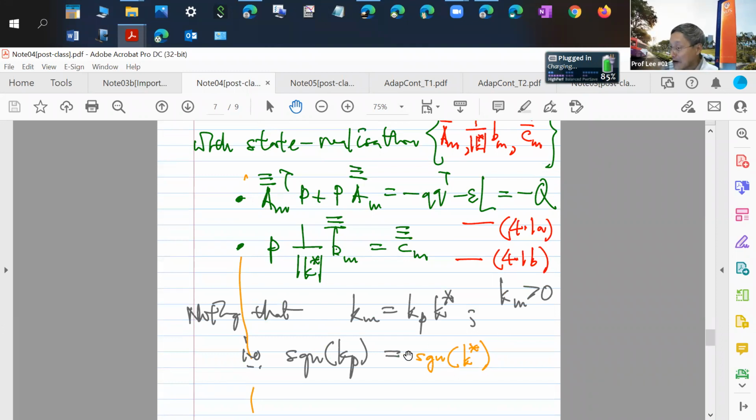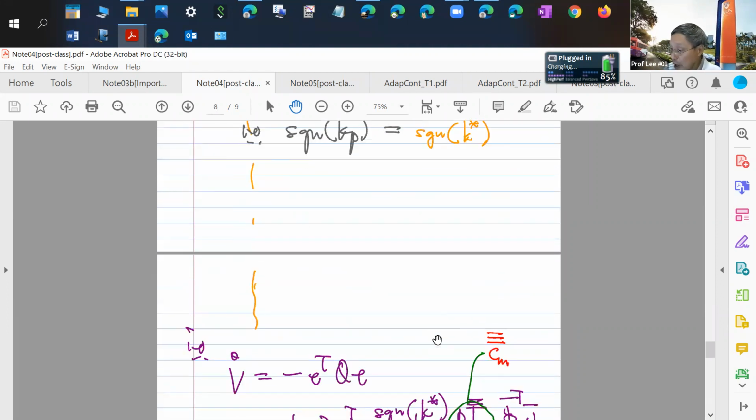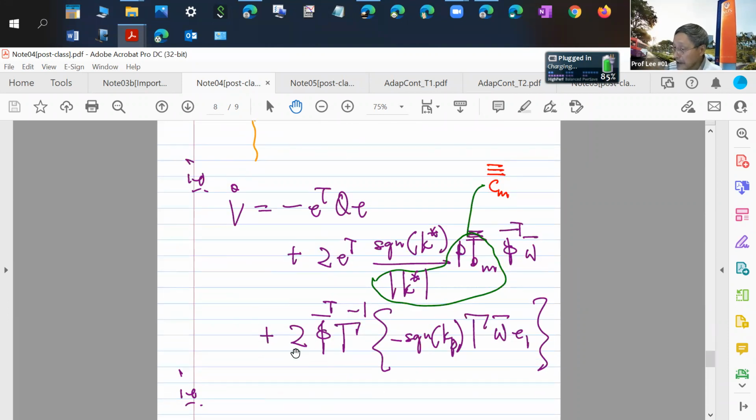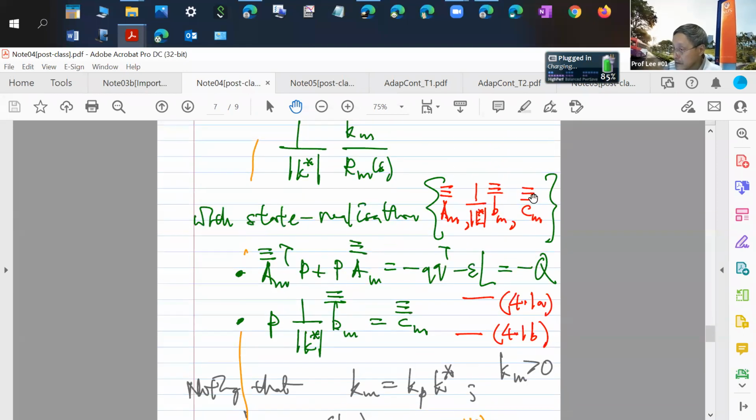So now note this part of it. Whatever the sign of K star is, it will be exactly the sign of KP. Now go back to how our equation came out. For the Kalman-Yakubovich lemma, P multiplied by BM, with the additional multiplier 1 over magnitude of K star, was exactly equal to CM triple bar.